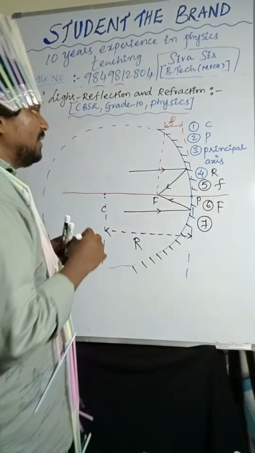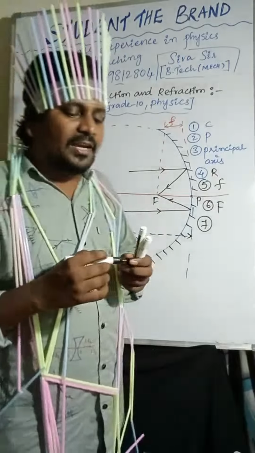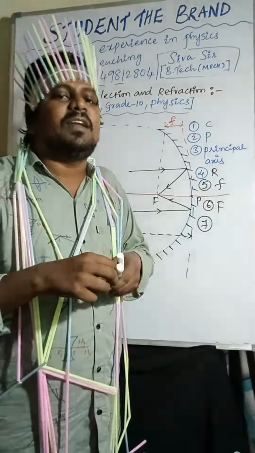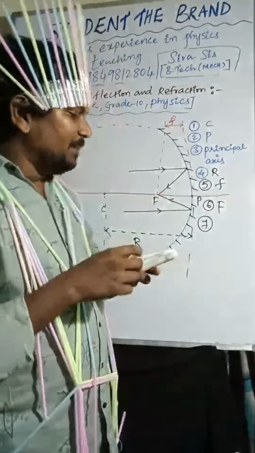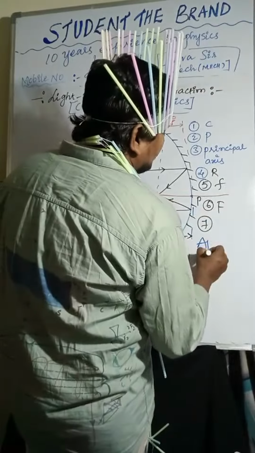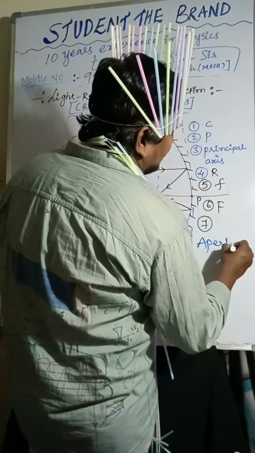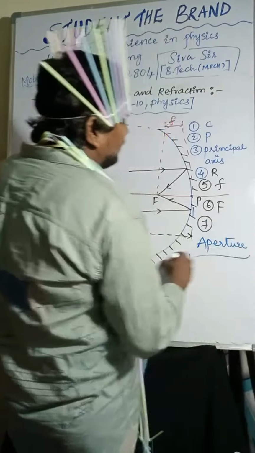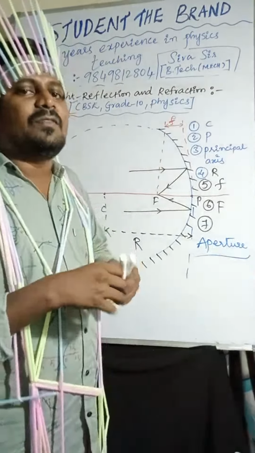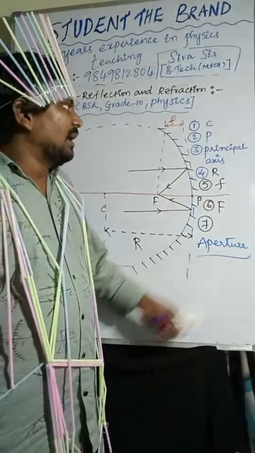The width of the mirror, the diameter of the reflecting surface, is called aperture.